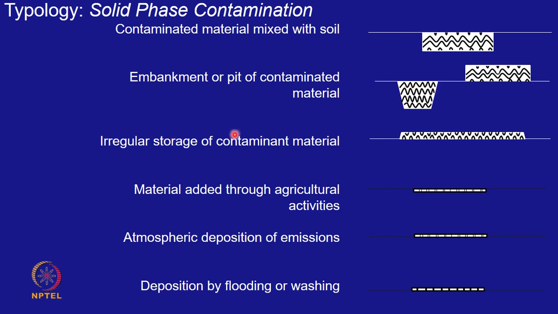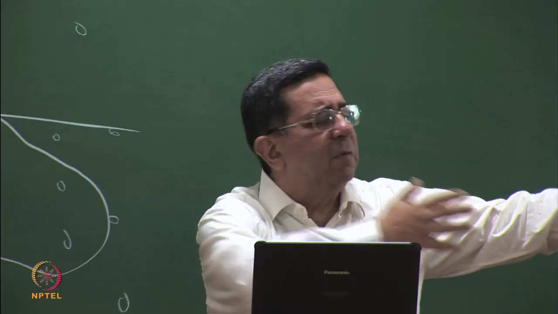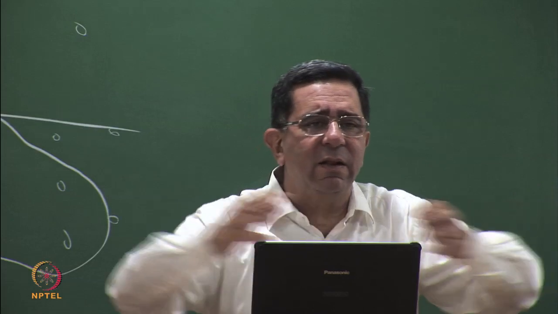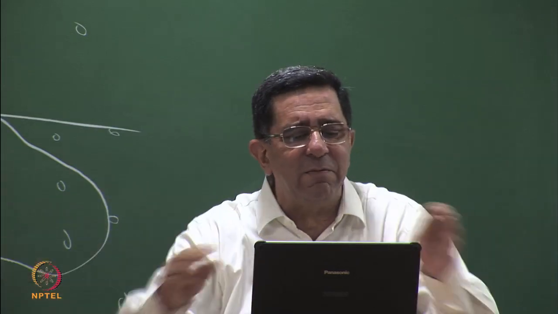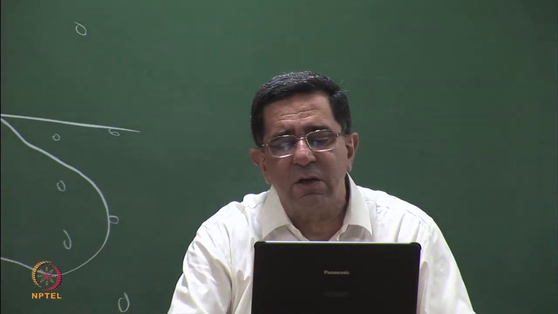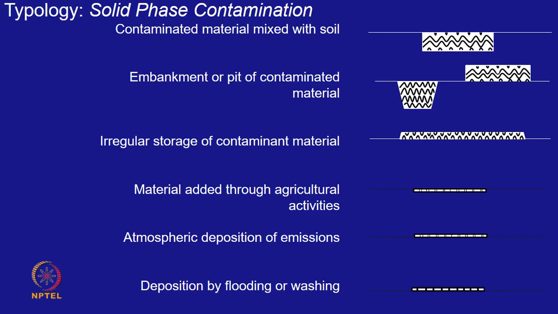You can also have irregular storage of contaminant material. You have a plot of land, a football field or half a football field. One day somebody threw the waste at one end, another day somebody threw another waste at another end. It may be an irregular storage, and this kind of symbol is used.